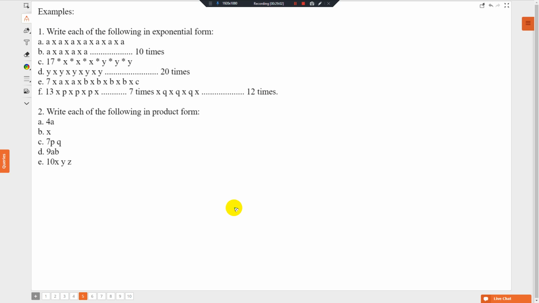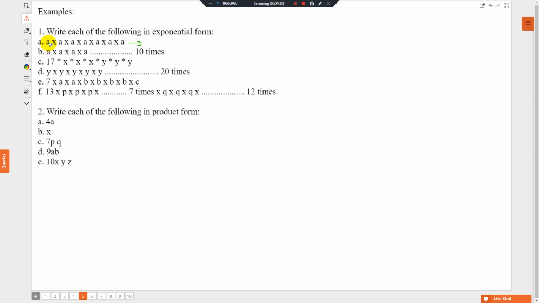Actually, in this power, we don't have questions, we just have examples. So in this example, write each of the following in exponential form. Exponential form means not product form. Product form is this. Exponential form means the power which is having power.